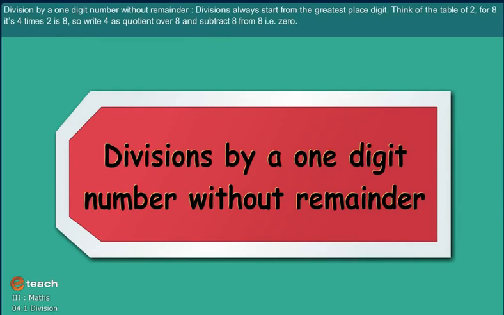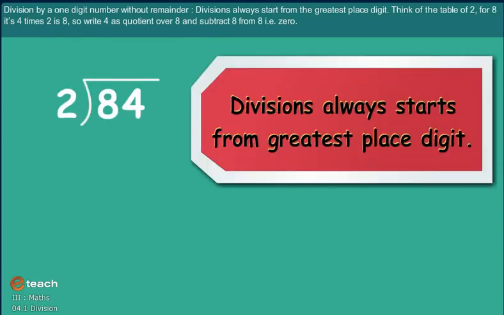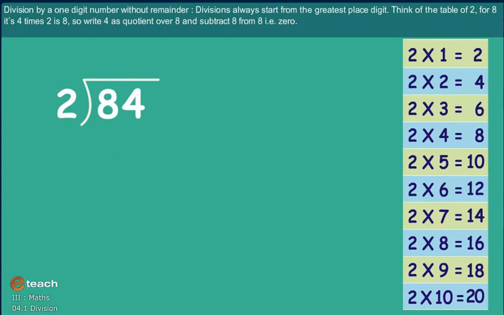Divisions by a one-digit number without remainder. Information box: divisions always start from greatest place digit. Think the table of 2. For 8, it's 4 times 2 is 8. So write 4 as quotient over 8 and subtract 8 from 8 is 0.